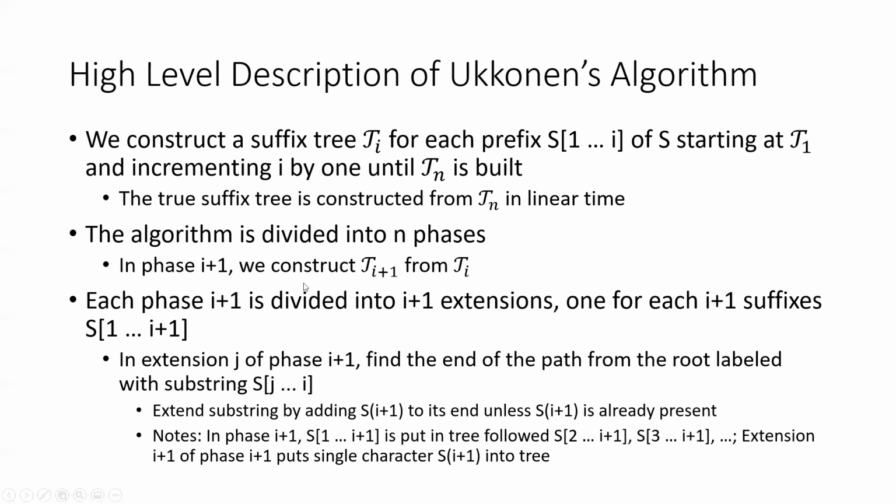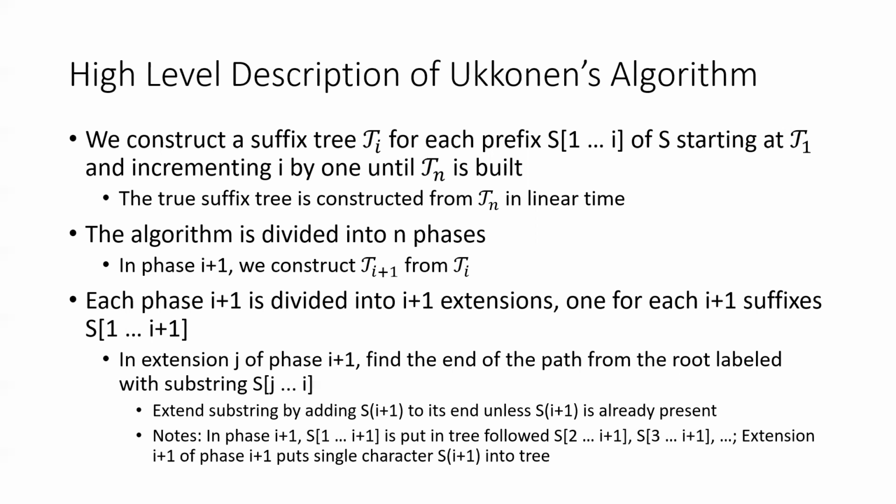So in phase I+1, we're dividing it further into I+1 extensions. We have one extension for each of the I+1 suffixes. In extension J of phase I+1, we are finding the end of the path from the root labeled with the substring J through I. We want that path, and then we extend it by adding the I+1th character to that path, unless the I+1th character is already present.